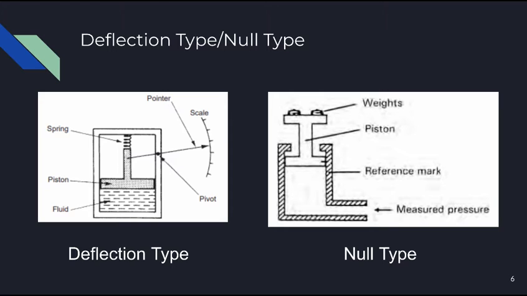The pressure gauge just mentioned, this one here, is a good example of a deflection type of instrument, where the value of the quantity being measured is displayed in terms of the amount of movement of a pointer. An alternative type of pressure gauge is the dead weight gauge shown here, which is a null type instrument.